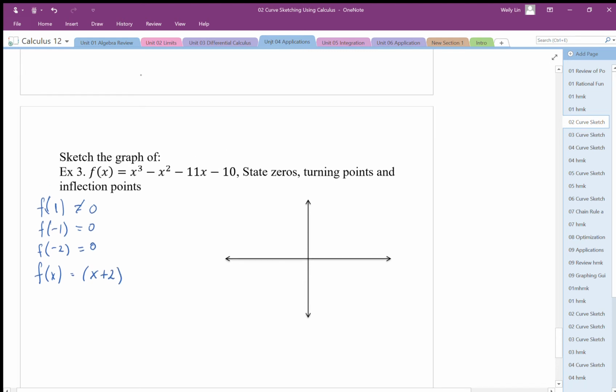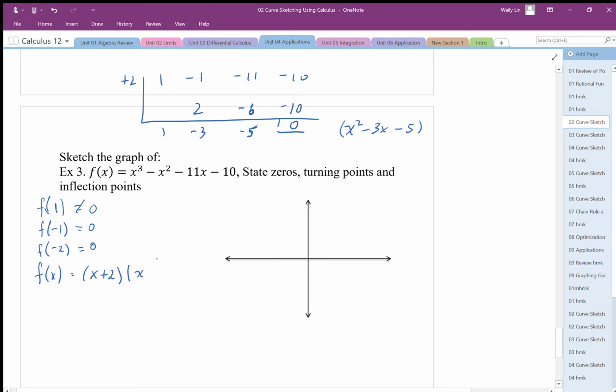Break that down. So plus 2, 1, negative 1, negative 11, negative 10. I'm going to subtract, times, and subtract, times, and subtract, and we should end up with a remainder of 0. So I'm going to then end up with x squared minus 3x minus 5. Well, that's not factorable, so I'm going to have to solve that using quadratic formula.